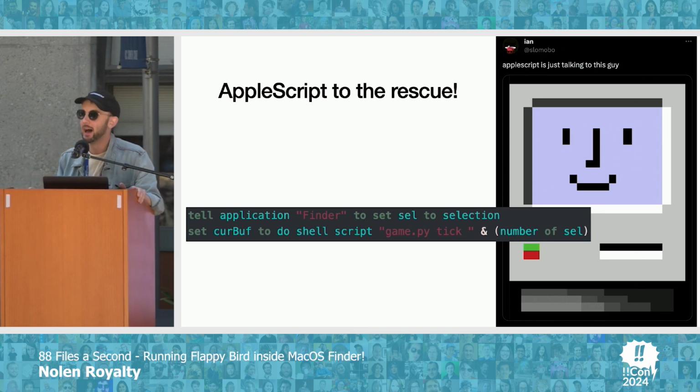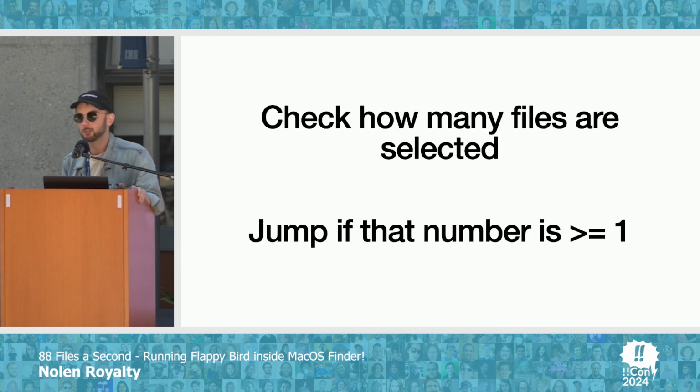The one guy at Apple that still works on AppleScript emailed me about this project, which was a huge deal for me. And you can just say, hey, AppleScript, how many files are currently selected right now? And it'll tell you. And so our plan now is we're going to check how many files are selected. If the user has selected a file, that means they've clicked. That means that we jump.